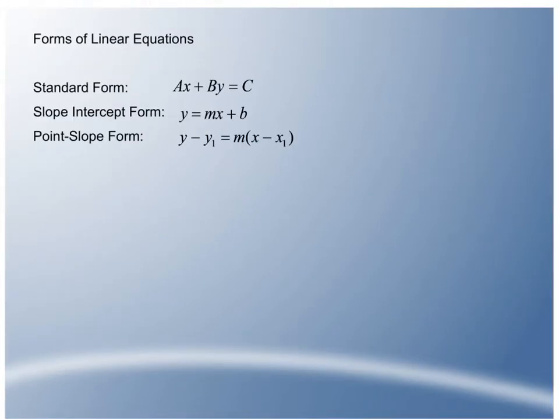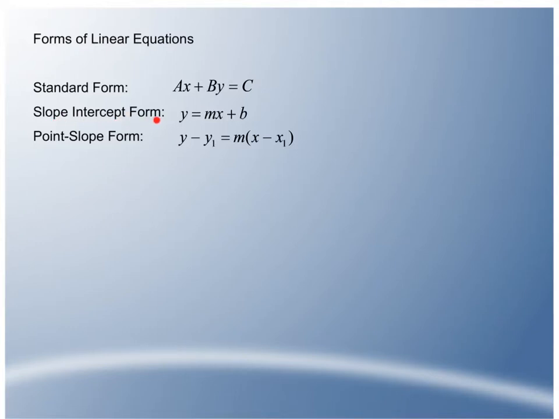The next piece I want to address is the different forms for our linear equations. It's important, especially in MyMathLab, to pay attention to what form they are looking for so you know how to enter your answer into the system. So we have what's called standard form. Standard form looks like ax plus by equals c. The variable terms are on the left-hand side, and the constant term is on the right-hand side.